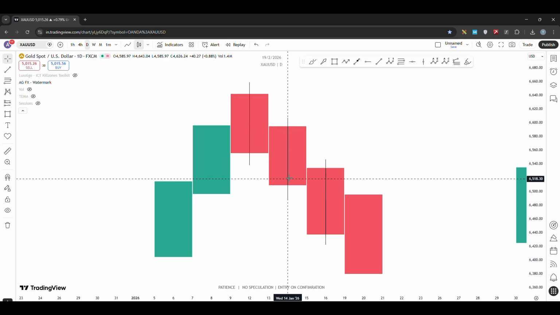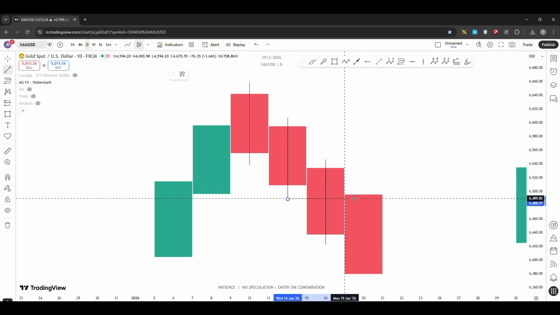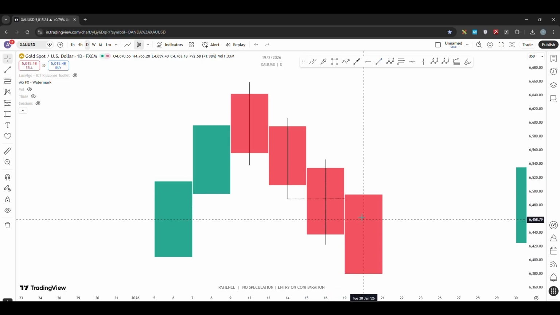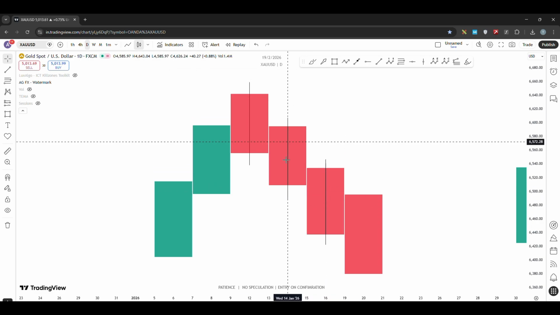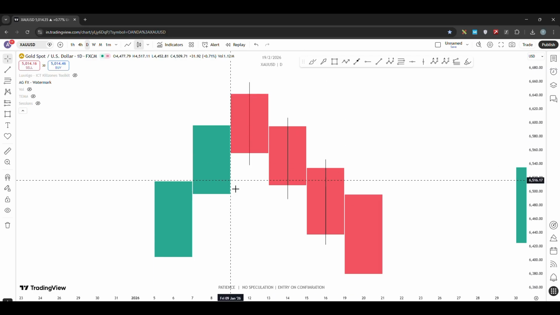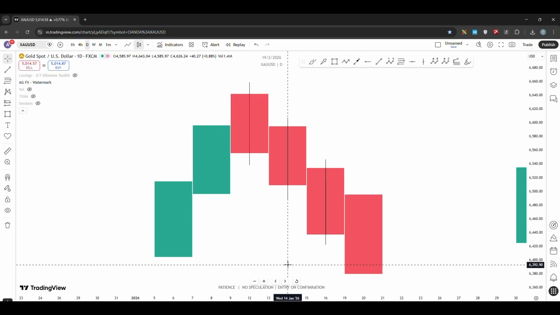Is this candle an order block? Once again, the answer is no. Why? Because the low of this candle and the body of this candle are in contact with each other. That means there is no fair value gap, so this is not an order block candle. So there is no order block over here.